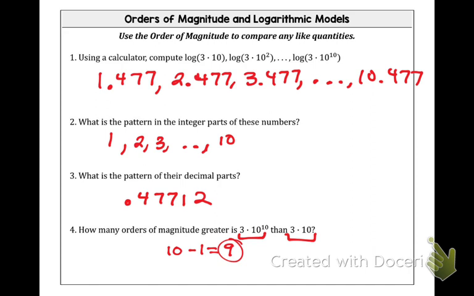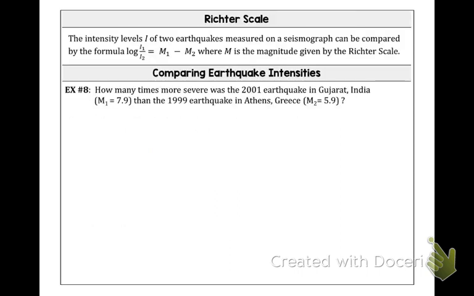And the reason we're talking about orders of magnitude is for the last couple problems here that deal with logarithms in application. The first is the Richter scale, which helps to measure earthquakes. The intensity levels I of 2 earthquakes measured on a seismograph can be compared by the log of the intensity of the first earthquake divided by the intensity of the second earthquake, which should be equal to the magnitude of the first minus the magnitude of the second, which is given by the Richter scale.